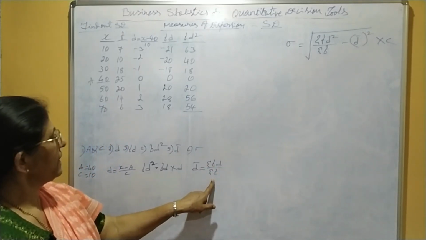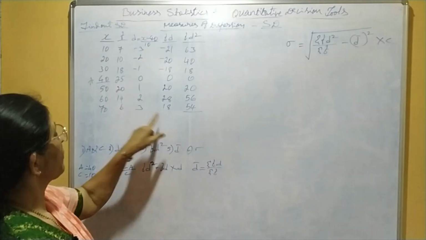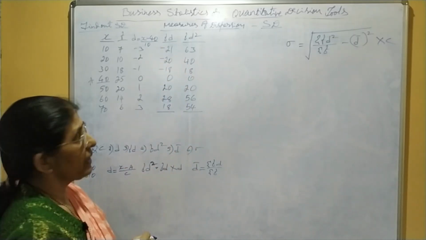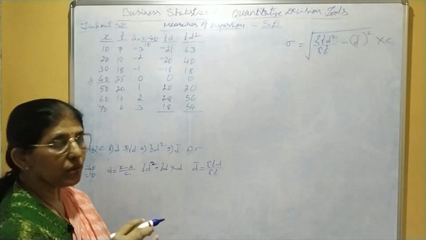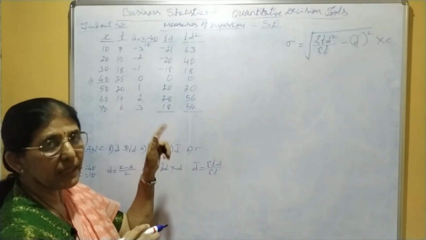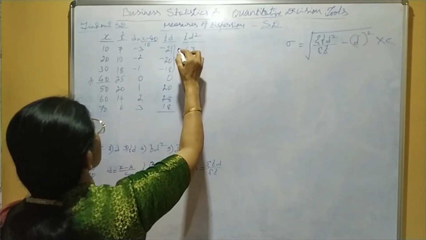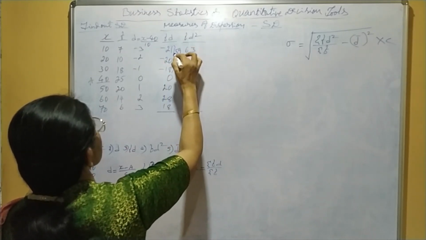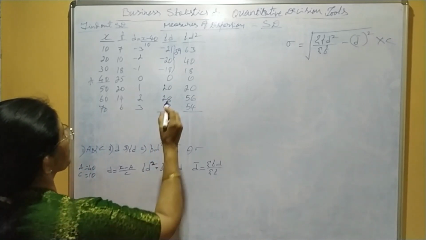Therefore, we need sigma F, means total. We need the total of FD column. Here, there are minus values and there are plus values. Therefore, we have to take the total of minus values separately and plus values separately. Then you have to take the difference between those two. That means here it is minus 59, isn't it?